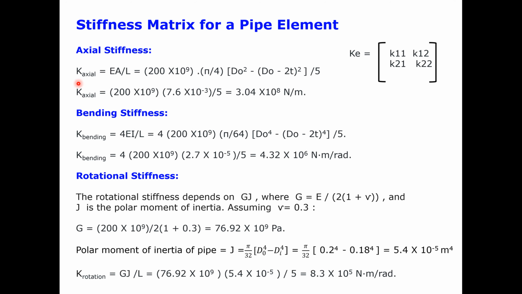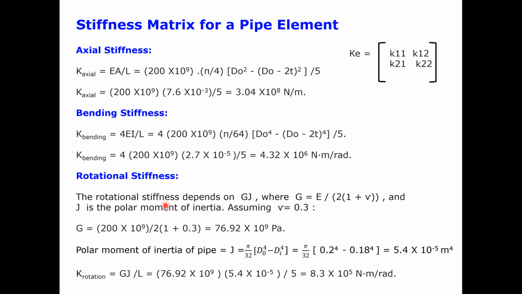So let's calculate K axial. Again, same formula, EA over L, substituting the values of E, A, and L. So we got the K axial is equal to 3.04 into 10 to the power 8 Newton per meter. Bending stiffness, K bending, is equal to 4 EI over L. Substituting the value of EI and L, we got the bending stiffness value is equal to 4.32 into 10 to the power 6 Newton meter per radian.